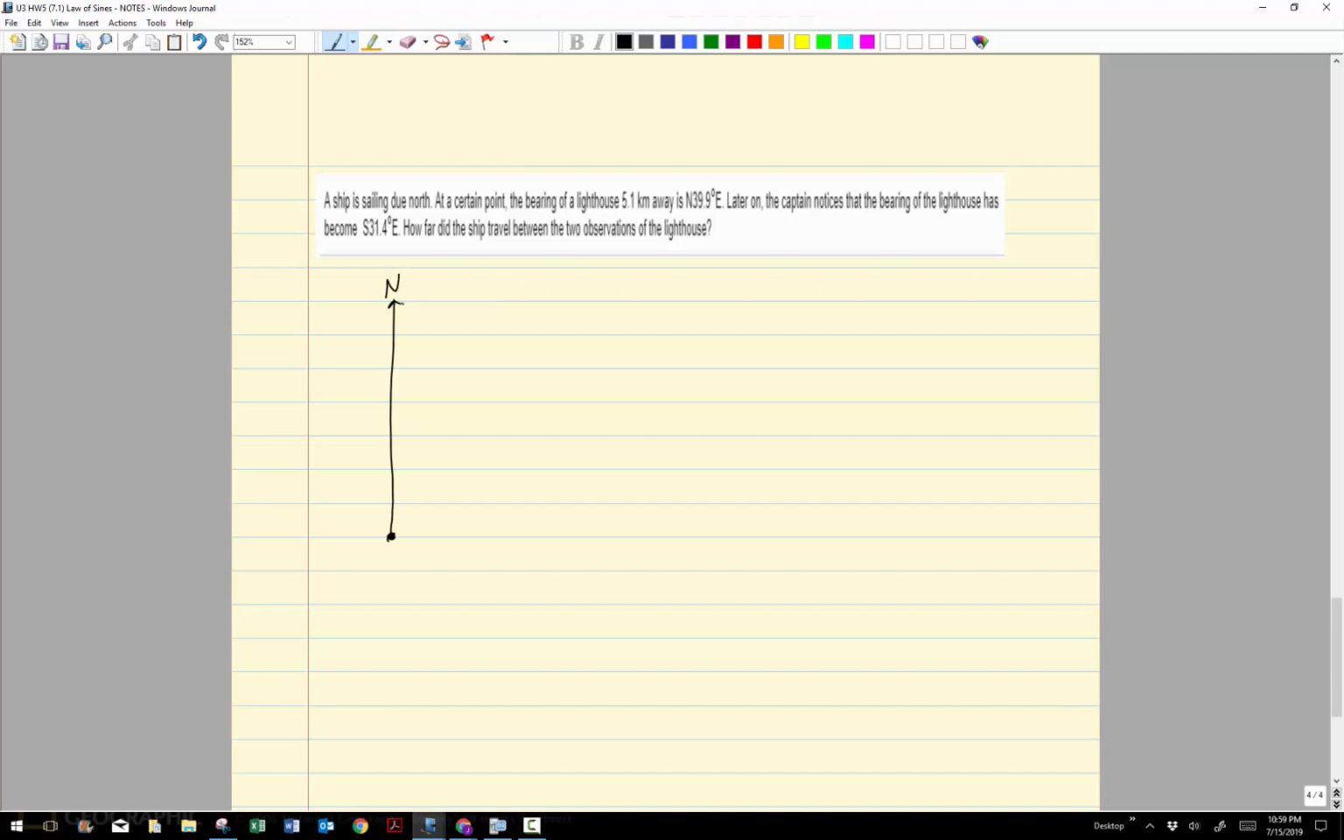It says at a certain point the bearing of a lighthouse that is 5.1 kilometers away is north 39.9 degrees east. So the way we could look at that is here's north, here's east, kind of in this direction. So my bearing to this lighthouse that's 5.1 kilometers away is north 39.9 degrees east. Okay, because this is east.